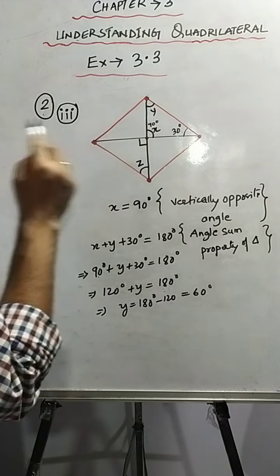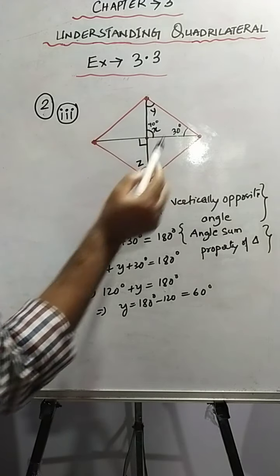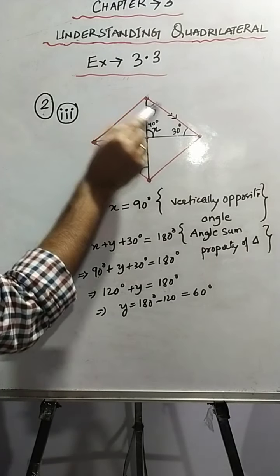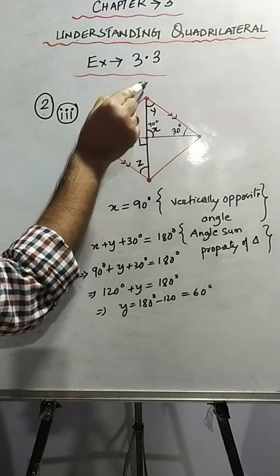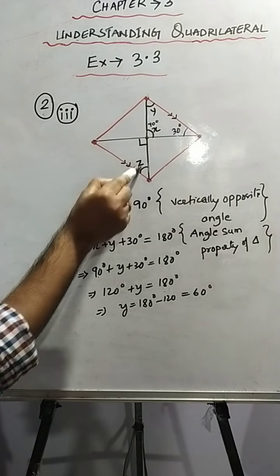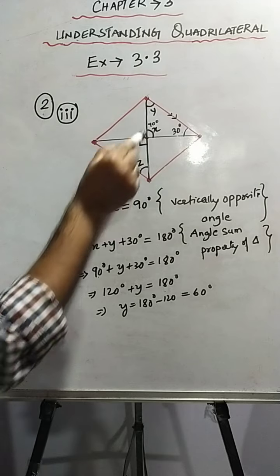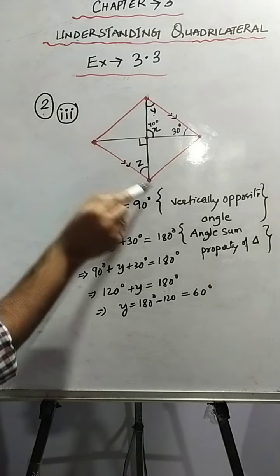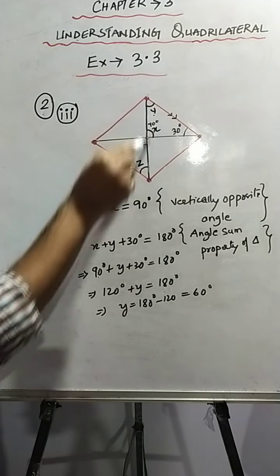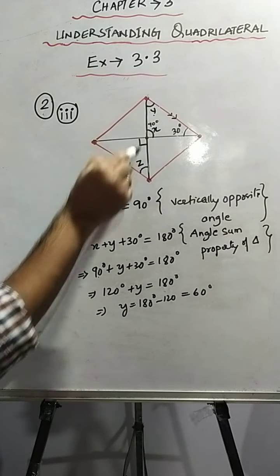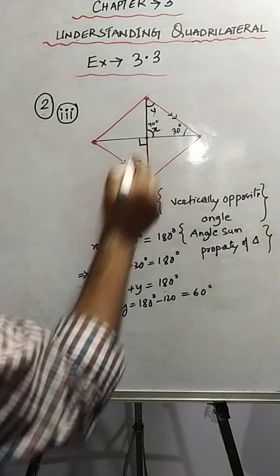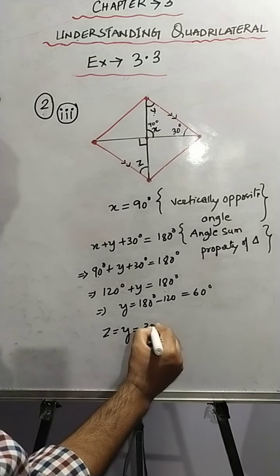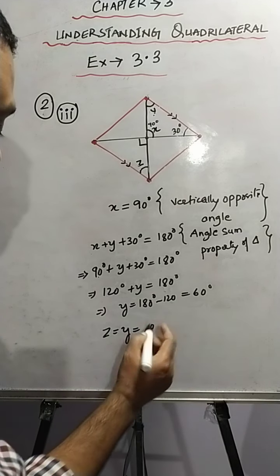Now, these two lines are parallel to each other, and if we consider this as a transversal line, these two angles have some connection. So what is the relation between these two angles? These are interior alternate angles, students. See, these are two parallel lines. This is the transversal line. So these two are interior alternate angles. So we'll say that z is equals to y is equals to 60 degree.